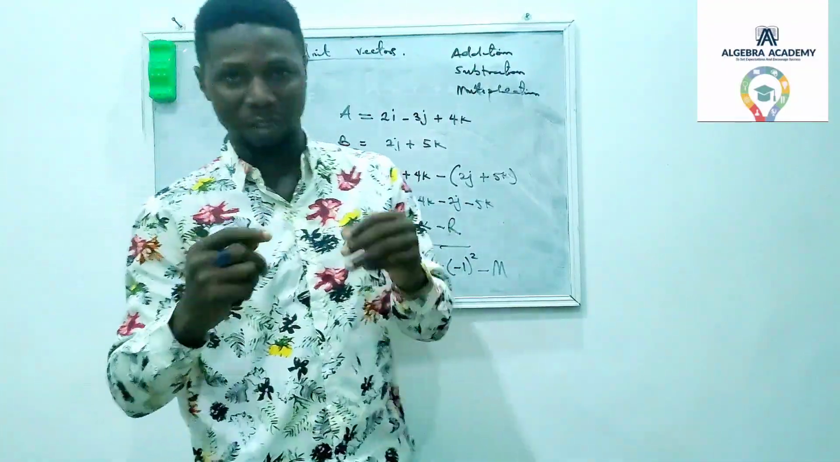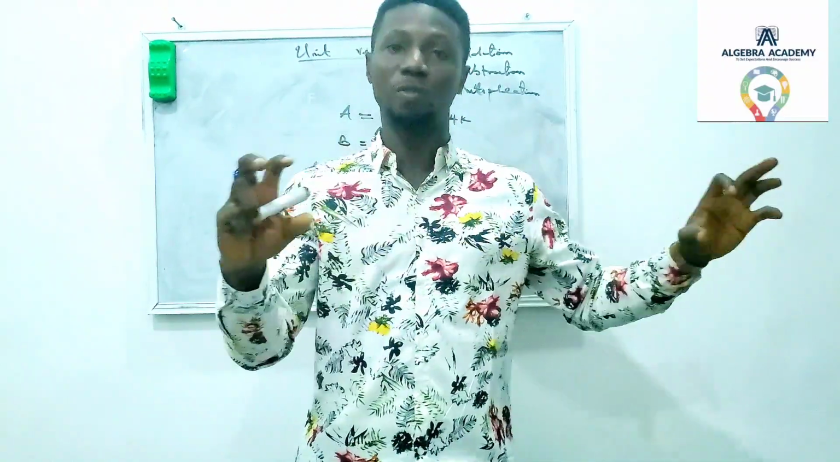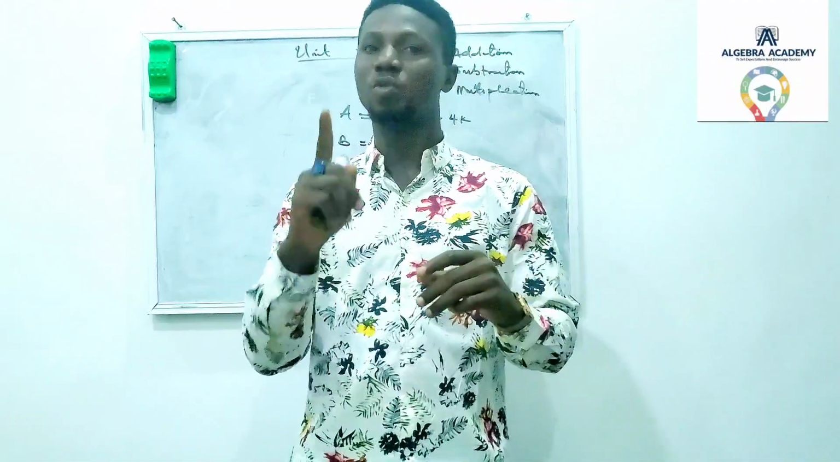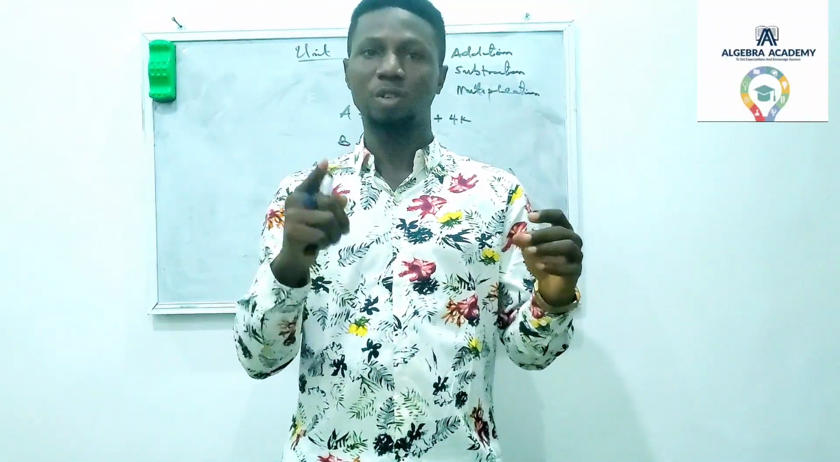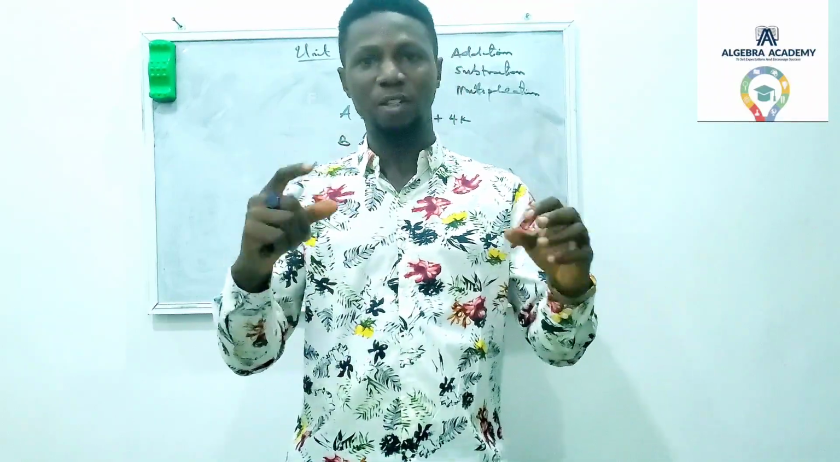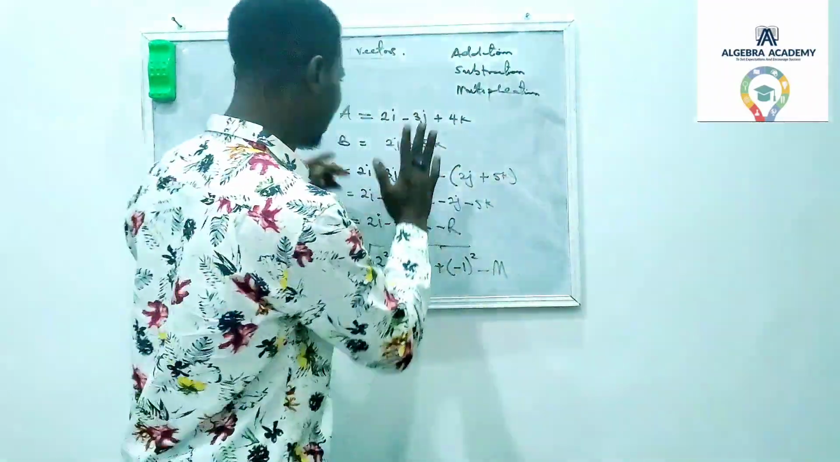So this shows that when you add two vectors together, the resultant will be in vector form, but the magnitude will be just a single value. Likewise, when you subtract two vectors, the resultant will be in vector form, but the magnitude will be a single value. That's simple as that.